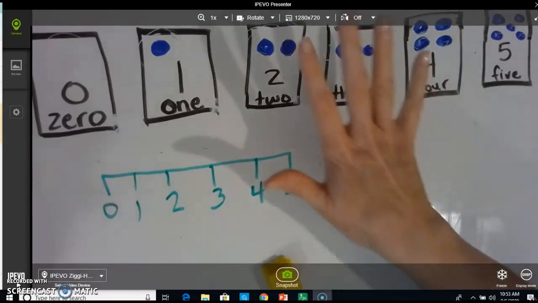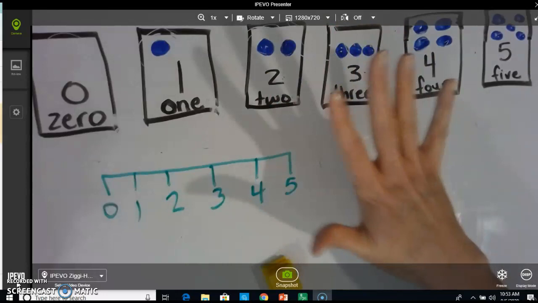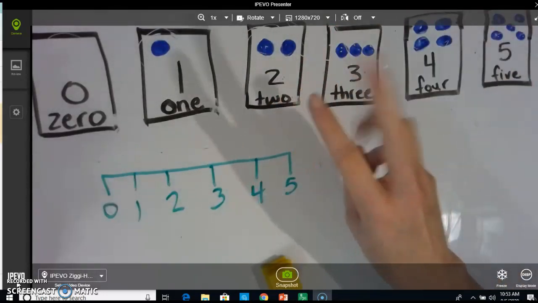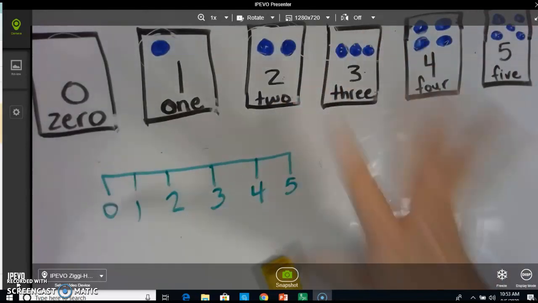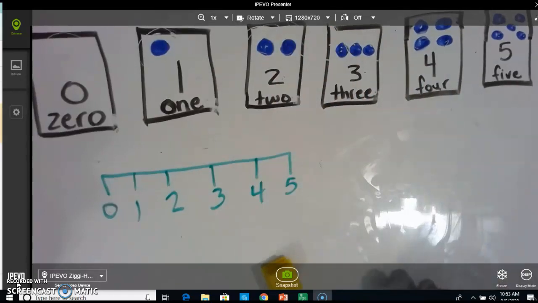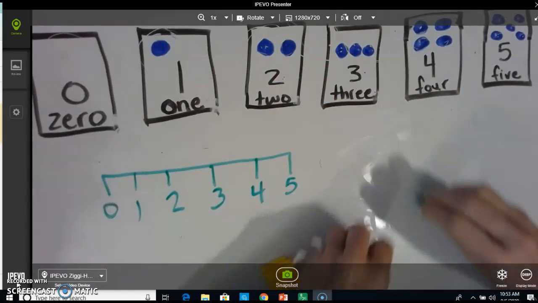All right. So everyone put out your hand. You always have counters with you. Let's count how many fingers we have on one hand. Ready? 1, 2, 3, 4, 5. How many fingers do we have? 5. Very good.